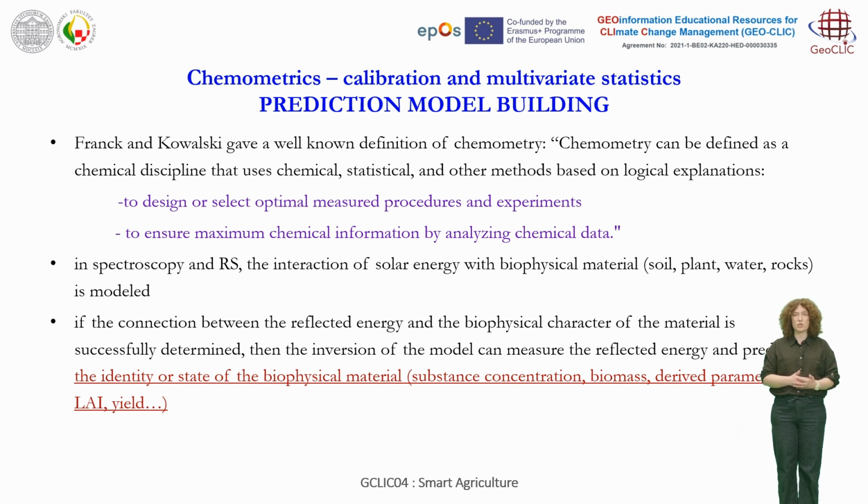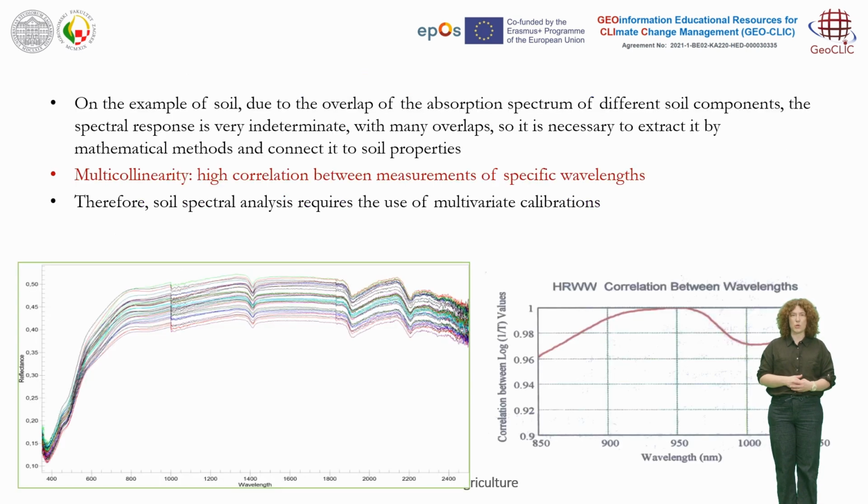In spectroscopy and remote sensing, we model the interaction of solar energy with biophysical material: soil, plant, water, or rocks. If the connection between the reflected energy and the biophysical character of the material is successfully determined, then the inversion of the model can measure the reflected energy and actually give us a result. It can predict the state, concentration, or content of the biophysical material, depending on what we are measuring, vegetation or soil.